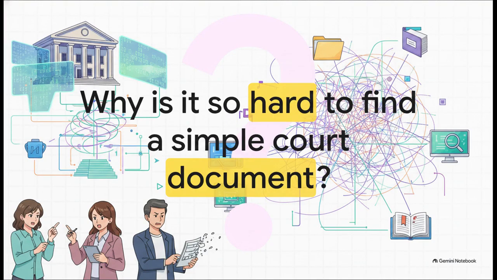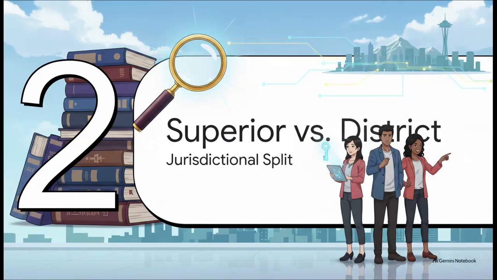So, navigating public records at the county level is rarely a straight line, right? It's much more like a maze where opening the wrong door just leads to a dead end. If you've ever tried to pull a basic public record, you've probably asked yourself, why on earth is it so hard to find a simple court document? Well, the answer lies in the fact that these systems are completely decentralized. There is no magical single search bar for everything. Records are divided by jurisdiction, separated by digital and physical barriers, and governed by this massive web of localized rules and retention schedules. Moving on to Section 2, superior versus district courts, and that tricky jurisdictional split.